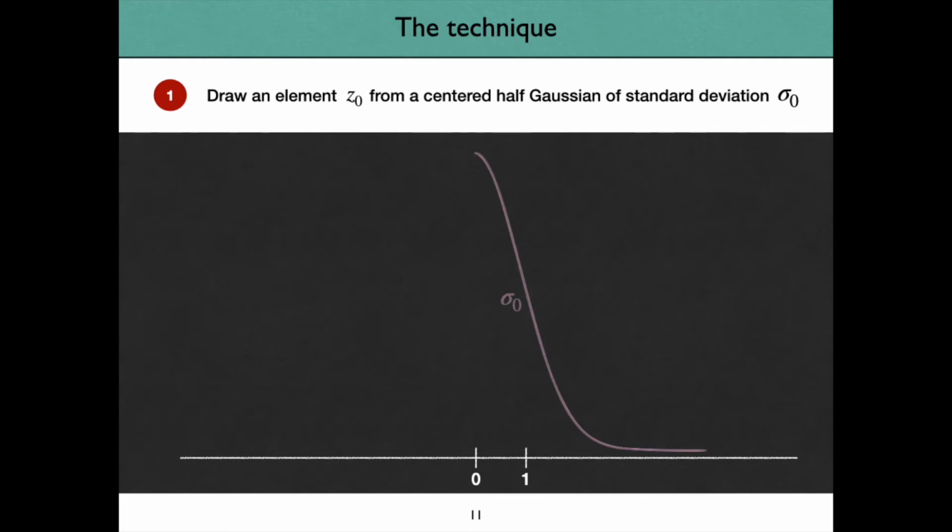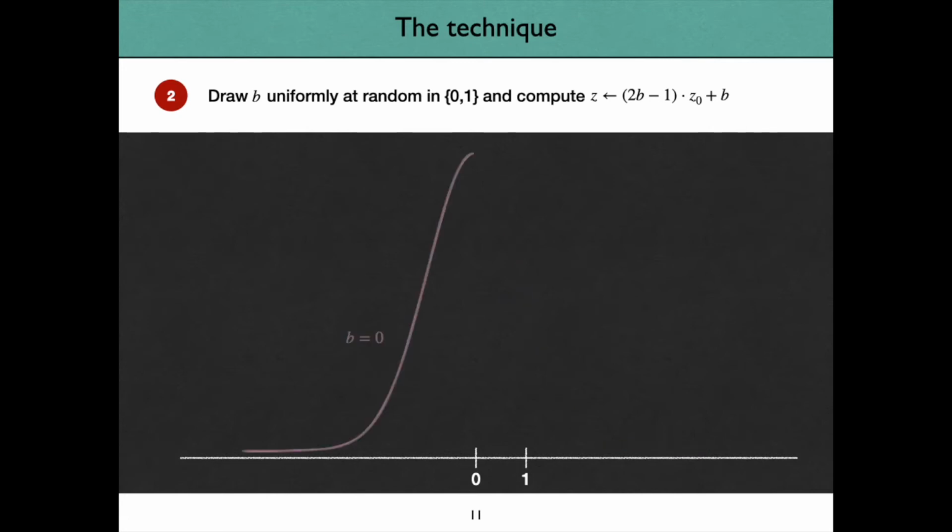The first step is to draw an element z0 from a centered half Gaussian of standard deviation sigma 0. The second step is to flip a coin, so draw B uniformly at random in {0, 1}. If B equals 0, then we take minus our sample, and if B equals 1, we take our sample plus 1. We end up with a stretched distribution, which is flat at the top.